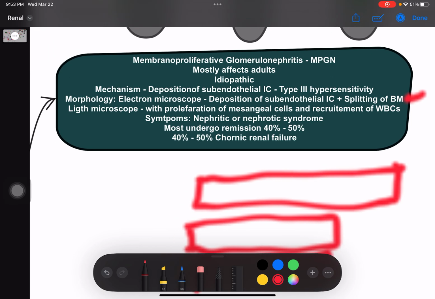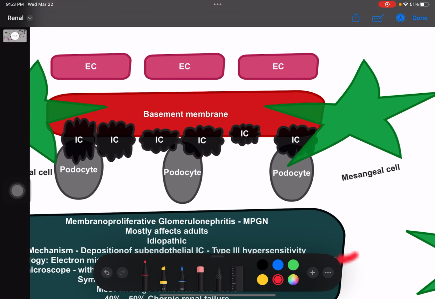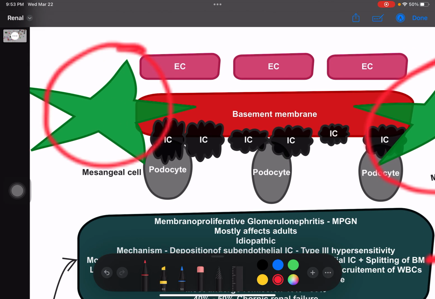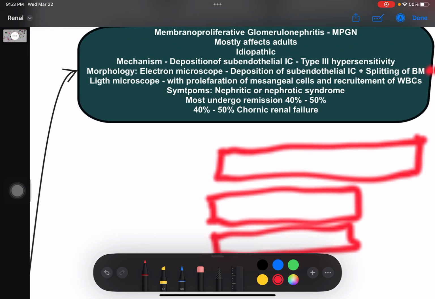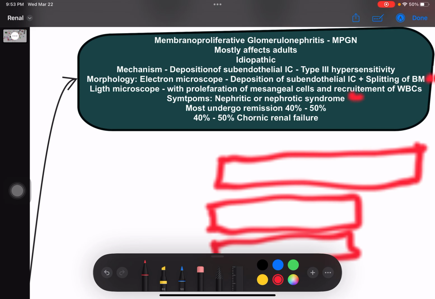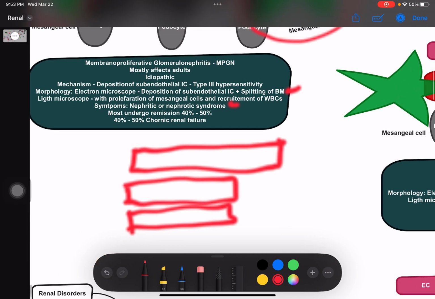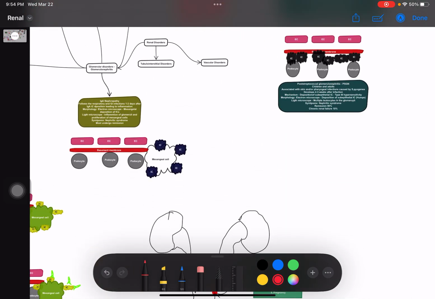In light microscope, we see proliferation of mesangial cells and recruitment of white blood cells. You can see mesangial cells are here, and usually not that much in a regular kidney. And the interesting fact here is that it's either presented with nephritic syndrome, with blood in the urine, hypertension, and so on, or nephrotic syndrome, with the proteinuria.